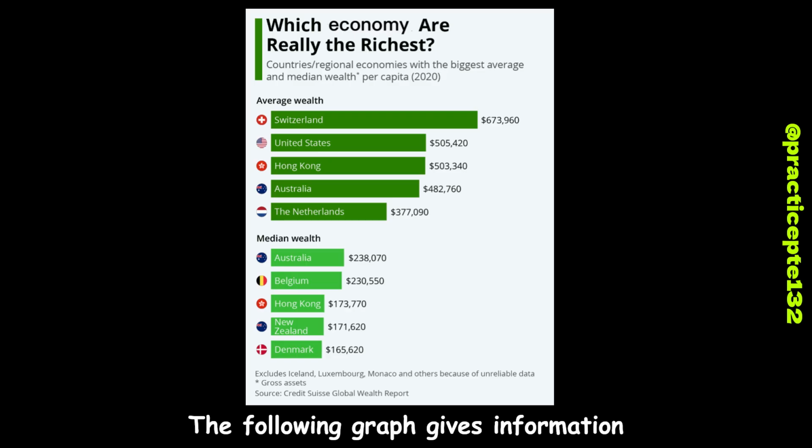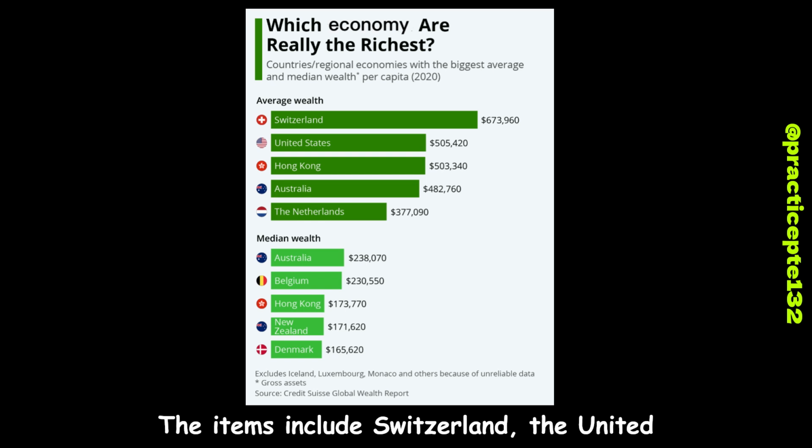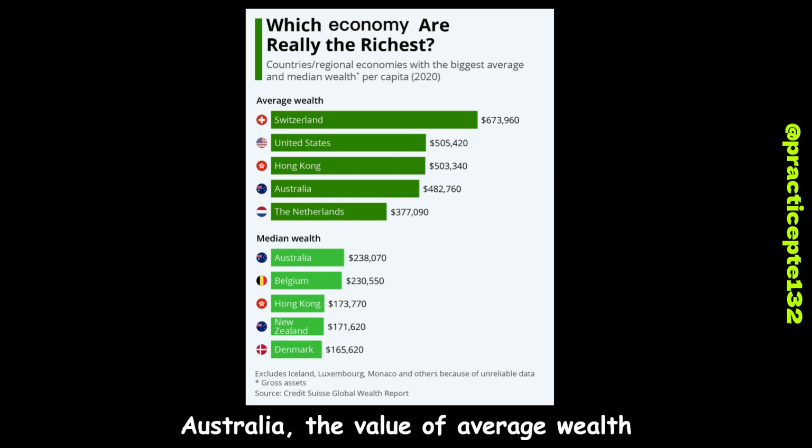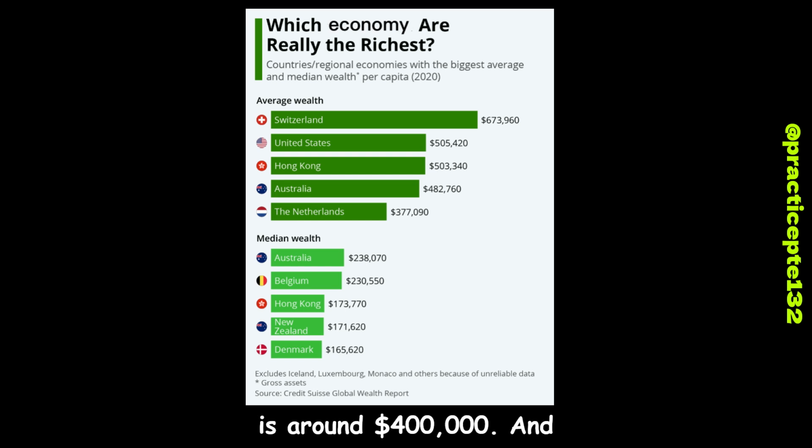The following graph gives information about which economies are the richest. The items include Switzerland, the United States, and Hong Kong. In Australia, the value of average wealth is around $400,000.